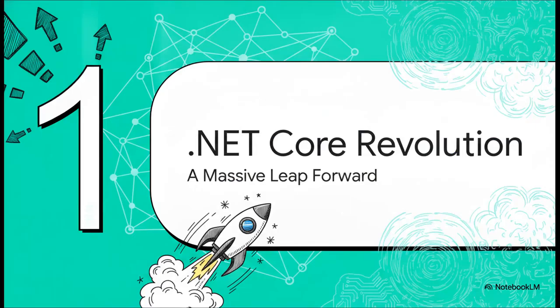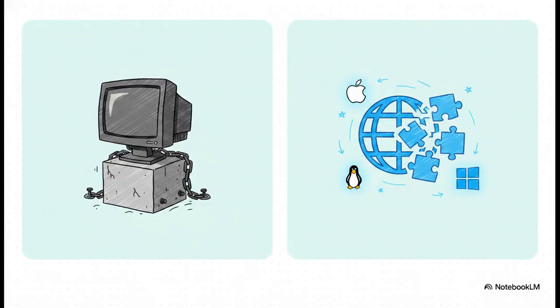Section 1, the .NET Core revolution. So let's look at why the whole industry ran, not walked, away from the legacy framework. This wasn't just some minor patch, it was a total reimagining. In the past, the legacy .NET framework was, well, kind of a dinosaur. It was strictly Windows only, closed source, and heavy. You had to load these massive monolithic libraries even for the simplest tasks.